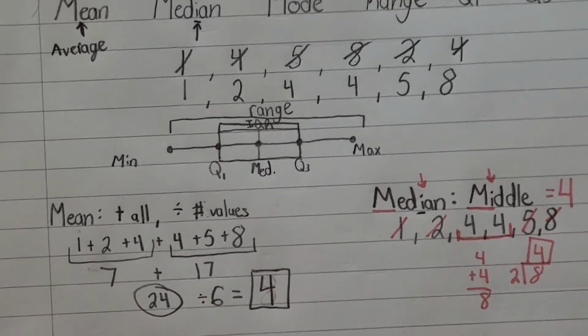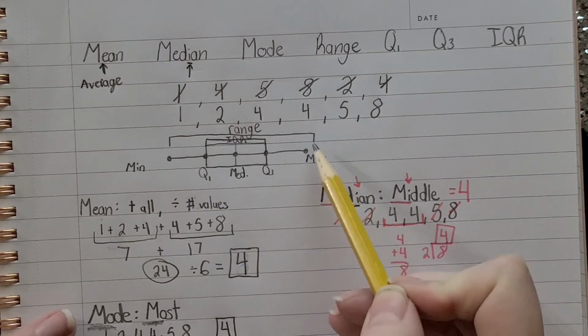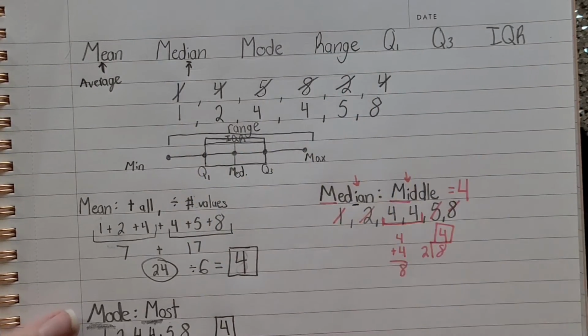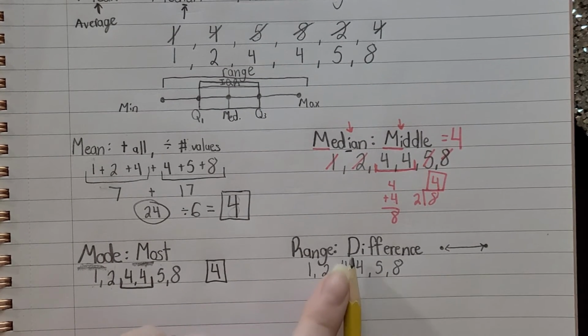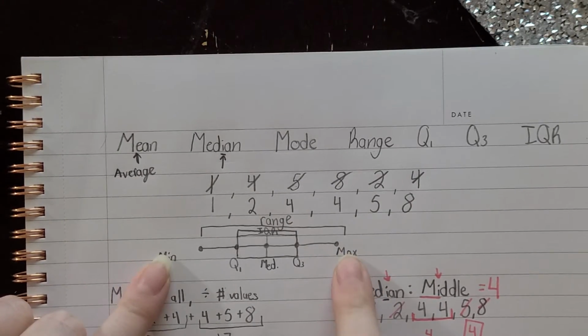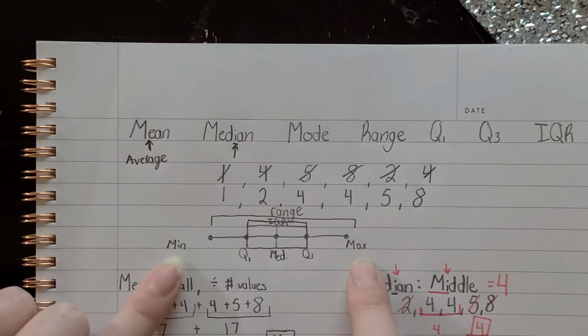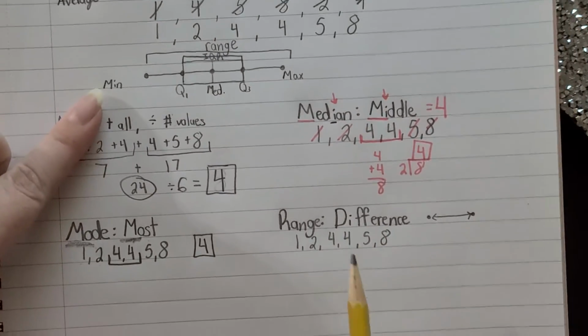All right, easy peasy. Let's go back on to range. Remember, think about what range is. Go ahead and find the range of this data set. Your range is the difference between your minimum and your maximum. So remember, your maximum is your greatest number, and your minimum is your smallest number. That kind of goes with the words minimum and maximum. And it's the difference between.